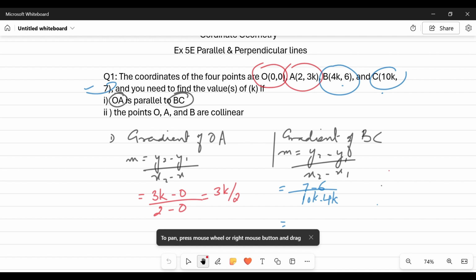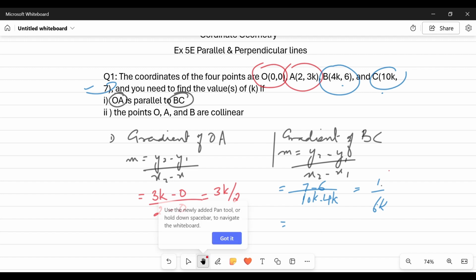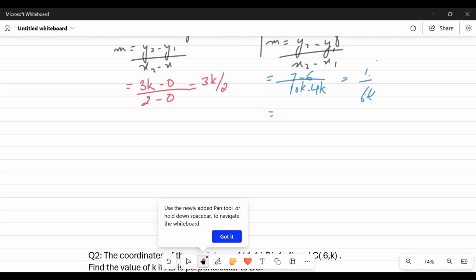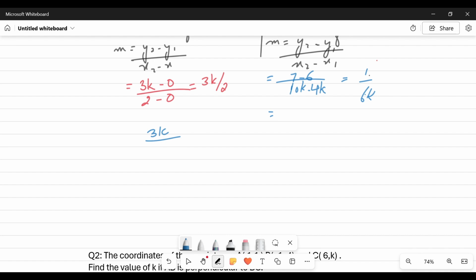7 minus 6 gives you 1, and 10k minus 4k is 6k, so the gradient is 1 over 6k. Now both the gradients have been found. With the help of the equation, we need to find the value of k. So 3k over 2 equals 1 over 6k.